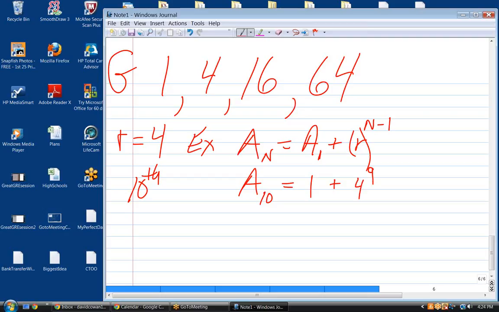4 to the 9th is 262,144. 262,144 plus 1, 145. No. Hold on a second. All right. No, one moment. I've made a mistake here. I'm trying to figure out what I did. The reason I know I made a mistake is because all these terms have to be divisible by 4. Right?